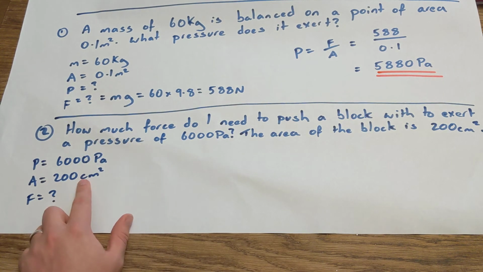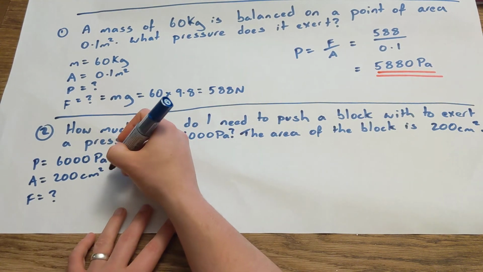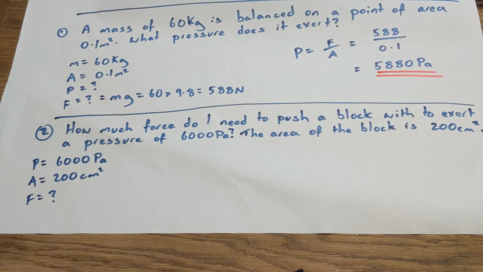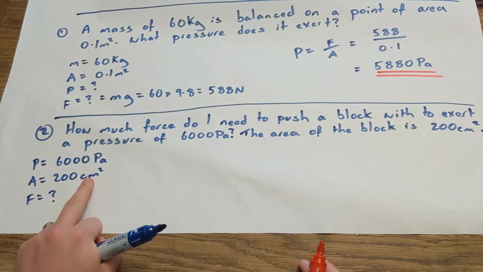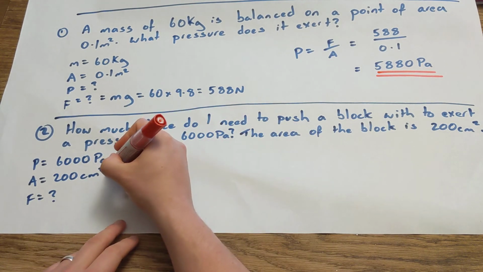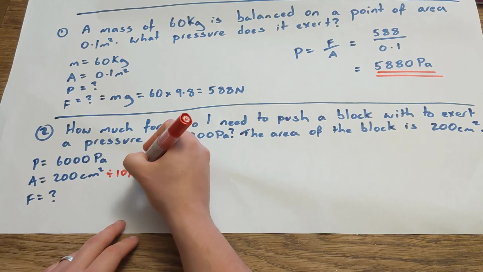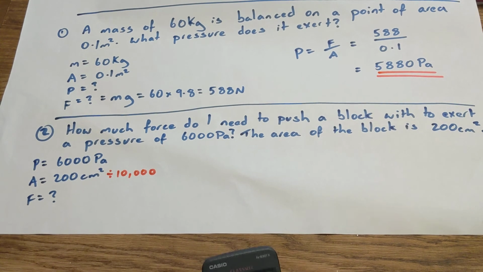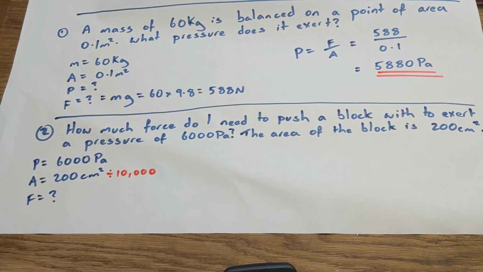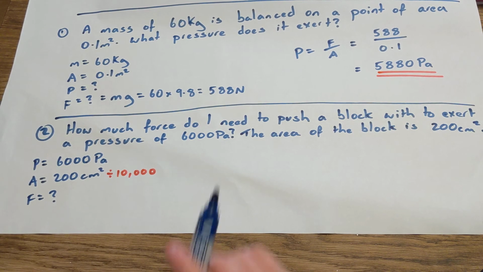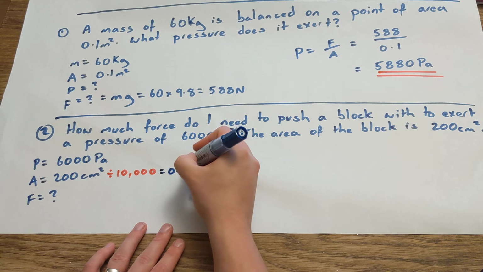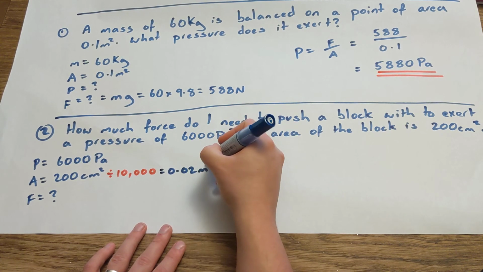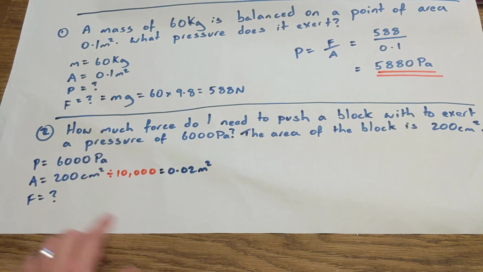Okay, so first things, that's not the standard units for area, okay? So remember, standard units for area are meters squared, okay? And we've been over this in class. The way to get from centimeters squared to meters squared is to divide by 10,000, okay? And so let's do that. If we do 200 divided by 10,000, that's going to give us an area of 0.02 meters squared.